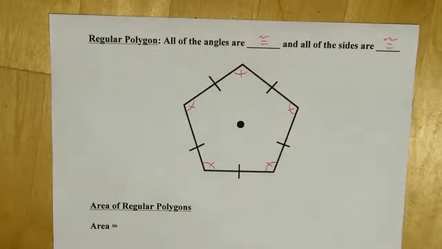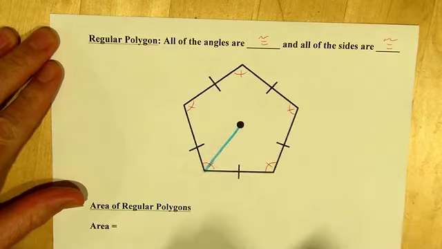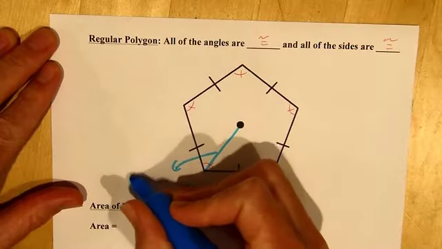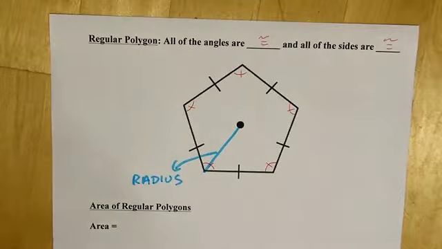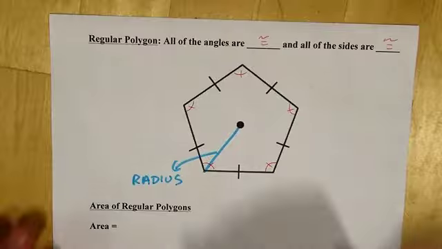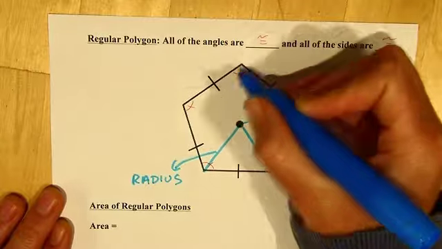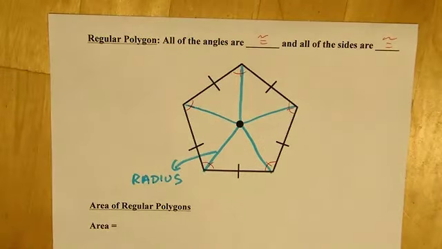If I draw in the distance from the center of this polygon to one of the angles, say this one, that line segment is called a radius. So usually when we hear about radius, you think of a circle, but a polygon can also have a radius. It's still just the distance from the center to the outside, but it has to go to a corner. Okay? So if I draw in each radius, then that's going to cut this figure up into 5 slices, 5 triangles, and all 5 of those triangles are going to be congruent.